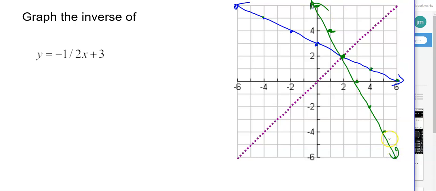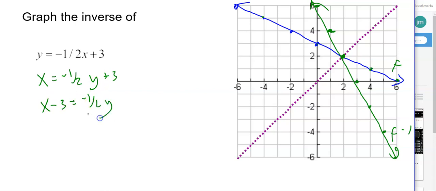This is the inverse. If this is f, this is inverse of f. The algebraic way of finding the equation of that line would be to switch x and y, solve for y. I'd probably multiply everything by -2. If I do that, I get y equals -2x plus 6. That does look like the equation of -2x plus 6. And that is the inverse function there. Usually use it with function notation. I'm not sure you can use it with y, but that's the idea.